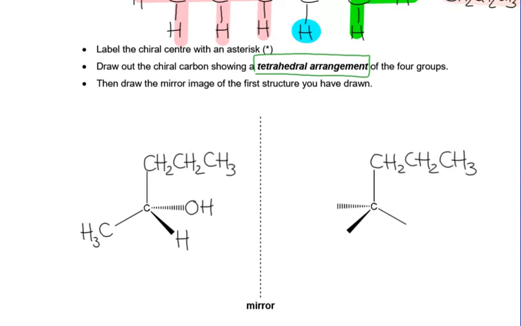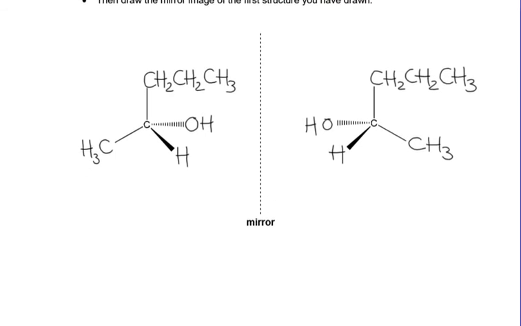I do have to reflect the position of the alcohol group, so in the mirror, it would be closest to the mirror, and here the hydrogen would be closest to the mirror, and the methyl group is furthest away. So I've drawn a mirror image of my original structure. These would be my 2 optical isomers. They are different because you cannot pick one up and put it on the other without all the groups lining up.